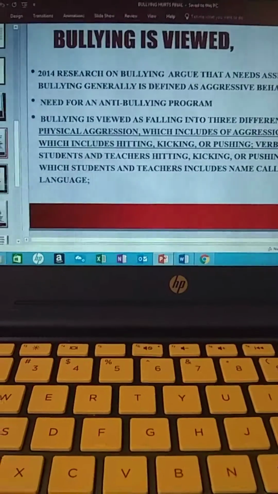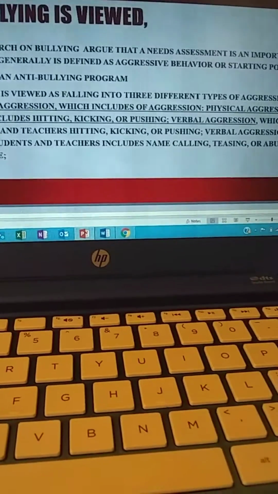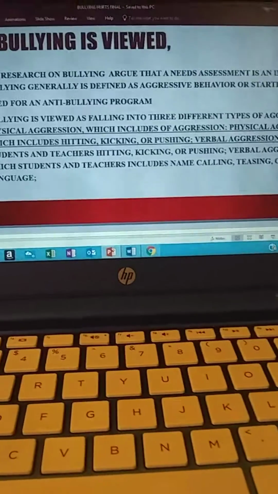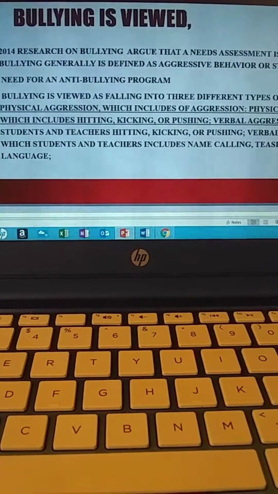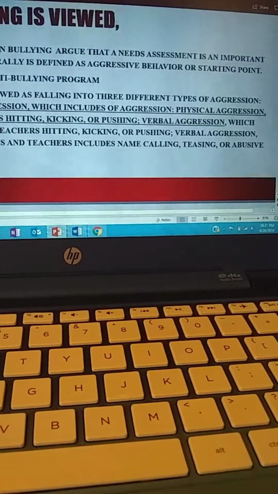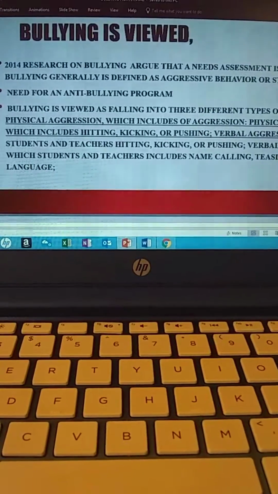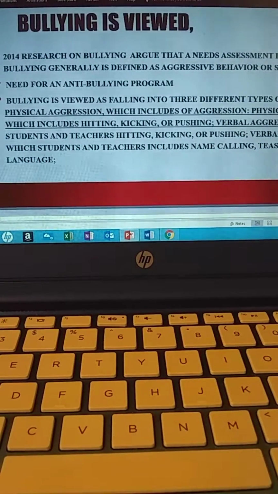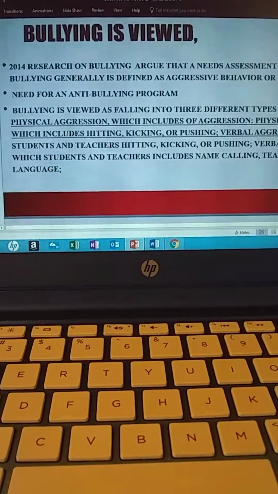How is bullying viewed? Well, according to research, bullying is viewed as falling into different types of aggression. Physical aggression, which includes hitting, kicking, or pushing. Verbal aggression, which students and teachers include name calling, teasing, or abusive language. According to the resources, most schools need to work with anti-bullying programs, and those need to be in place.